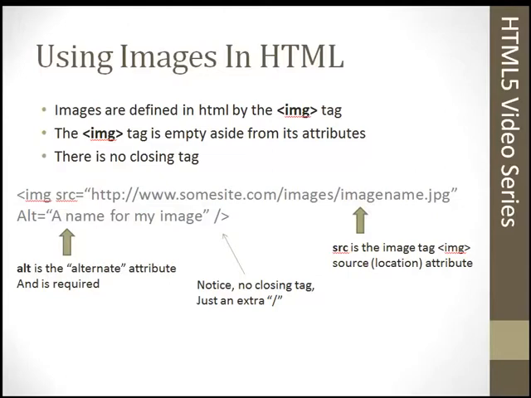And as we talked about in the last slide, the image tag is empty aside from its attributes. There's no content in between, and there's no ending tag. It's strictly just the IMG with the attributes. The most important attribute which is needed is the source attribute, abbreviated SRC, and what this does is it points to the physical location of the image you want to display.